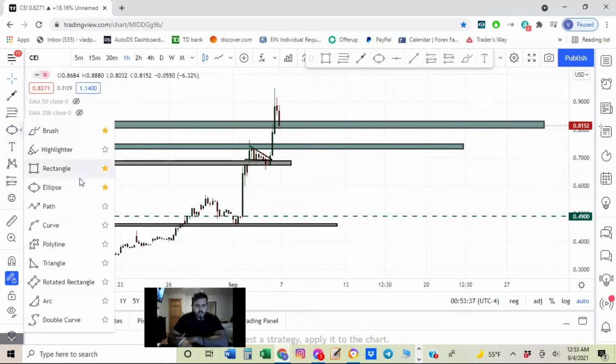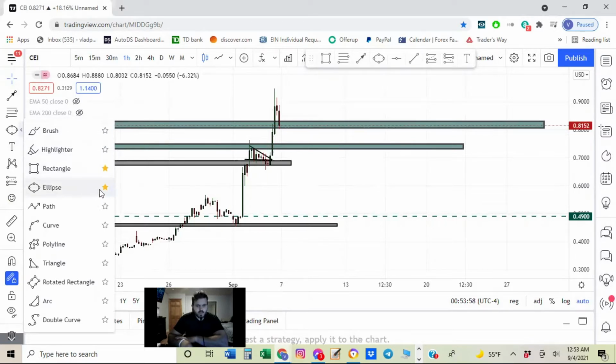Now here we have a mix and match of tools. You got a brush here, a rectangle, and then you got some arcs. The brush I do use sometimes, I'll write something, but I honestly don't use it quite often, so I'm just gonna get rid of that so it's a little less jumbled.